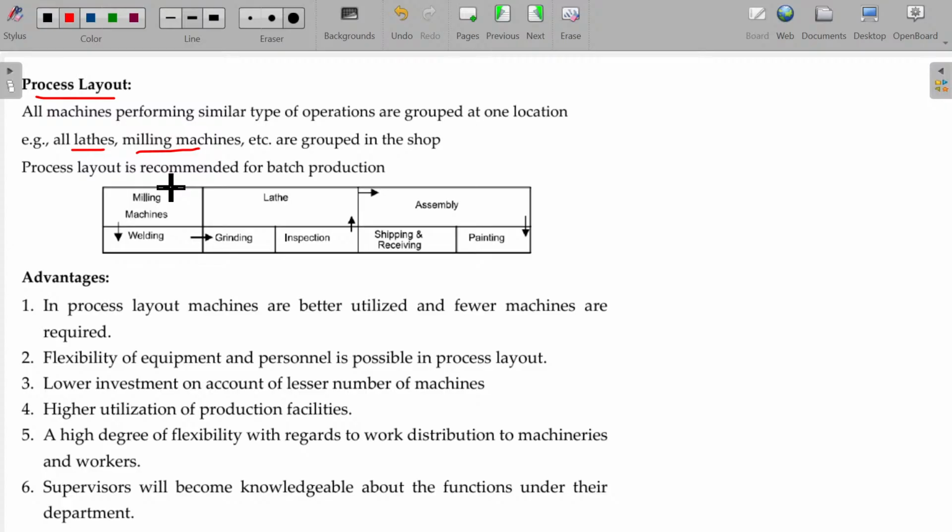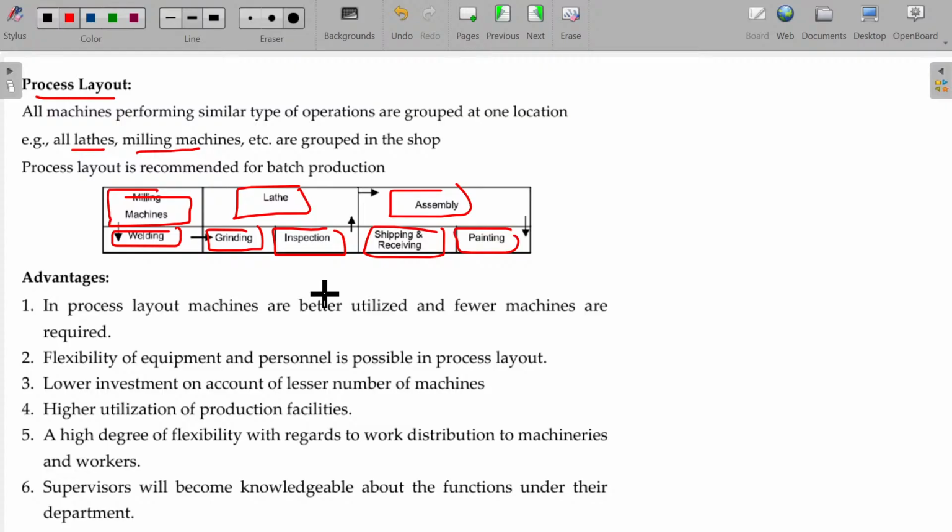Like, if you want to manufacture any product where it requires lathe operations, milling operation, grinding operation, then that product is taken to the lathe first. Lathe work is done, and then it will go to the milling, and then later it will go to the grinding department. Department wise, it may be transported. The raw materials are transported, and finally it comes out as output. See, milling machine, this one is a department. Welding, grinding, inspection, lathe, assembly, painting, finally shipping.